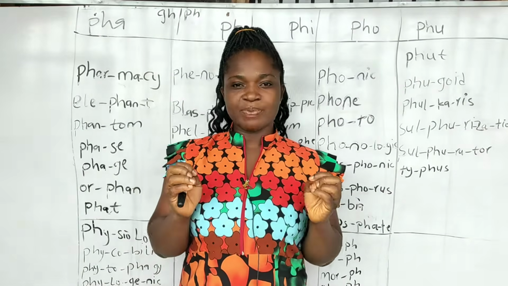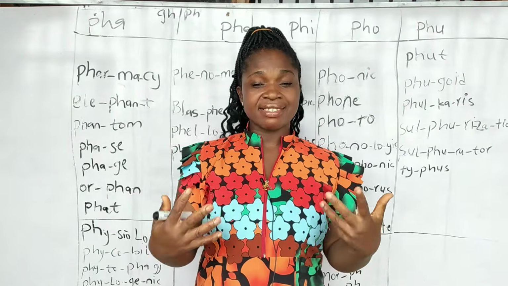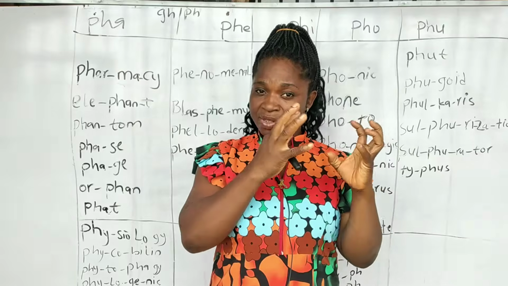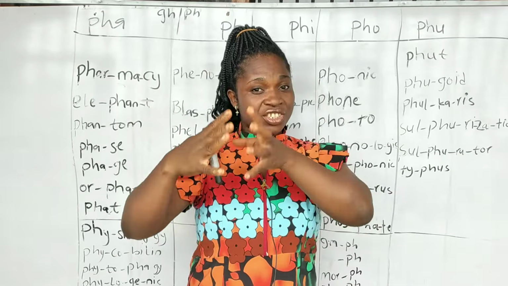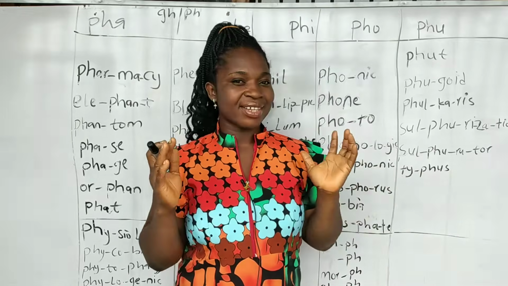And the sound is pronounced F sound, like it sounds like F. That is P plus H put together. That is PH and GH. They tend to sound F. Now these two work differently.